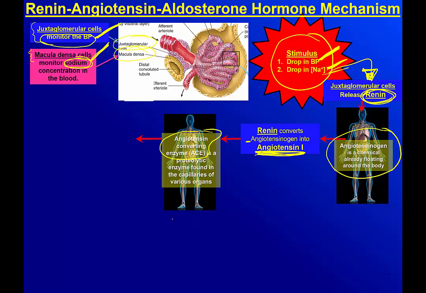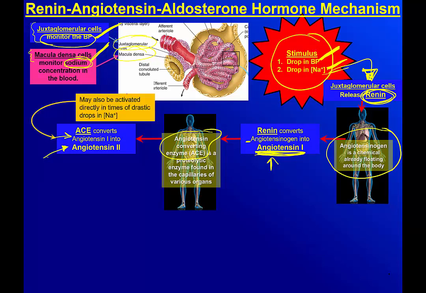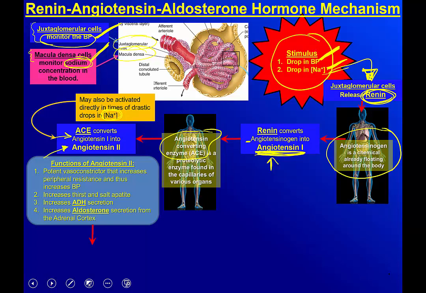This is also something that's normally floating around, but now it's been activated, okay? It converts angiotensin 1 into angiotensin 2. It can also be activated directly in times of drastic drops of sodium. So if sodium just drops off really, really quickly, ACE will just be automatically activated. So what does it do? Why do we want angiotensin 2?